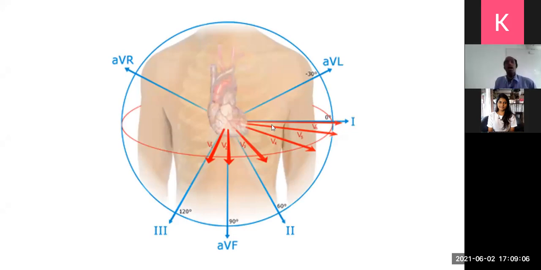Now, here I'm going to teach you about leads in an ECG. That's the first thing we are going to talk about. There are 12 leads in a standard ECG.